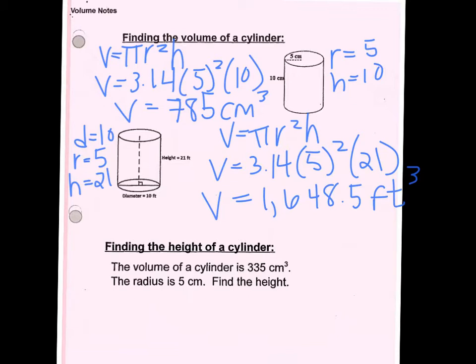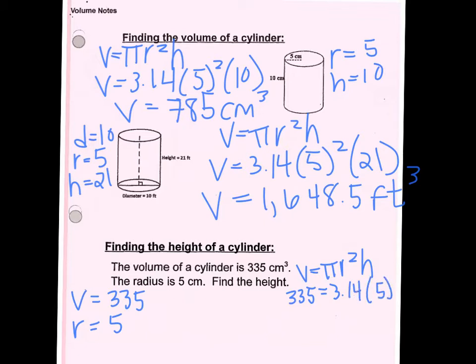The last question asks me to find the height of the cylinder if I know the volume and the radius. So again, I'm going to list what I know. I know the volume is 335, and I know the radius is 5. So I'm going to take my formula, V equals pi r squared h, and I'm going to plug in what I know. I know the volume is 335. I use 3.14 for pi. I use 5 for the radius. And then what I don't know is the height.